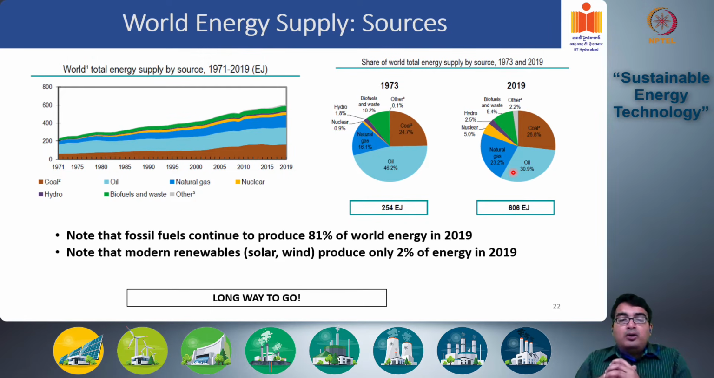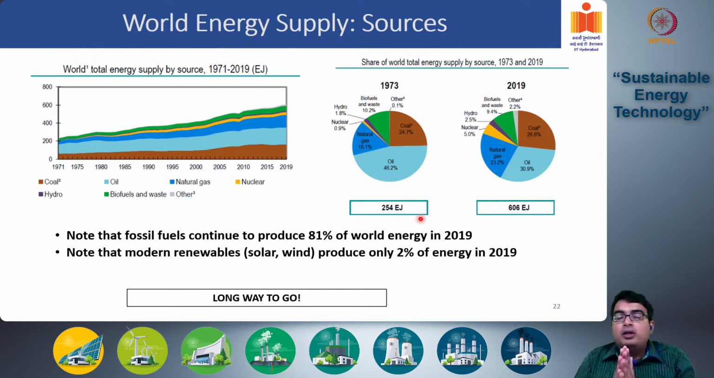Now, what does this mean? Even in 2019, fossil fuels, coal, oil, natural gas, continue to produce the bulk, 81% of world energy. If you see how it was before, it was around 86%, so 25 plus 46 plus 16, around 86%. So it has decreased modestly from 86% to 81% of the total world energy between 1973 and 2019.